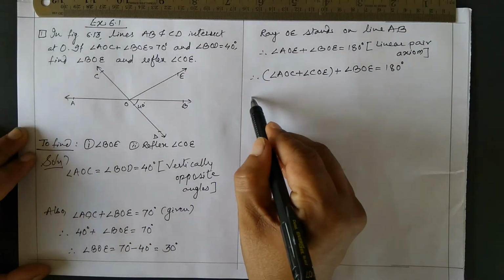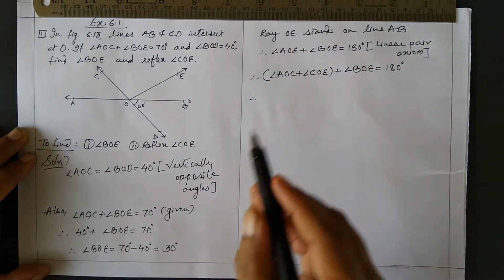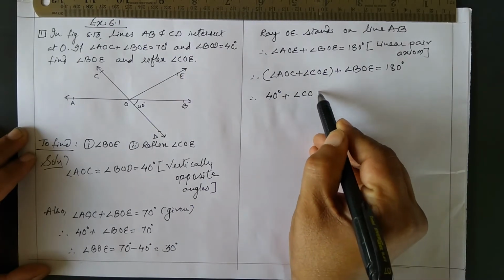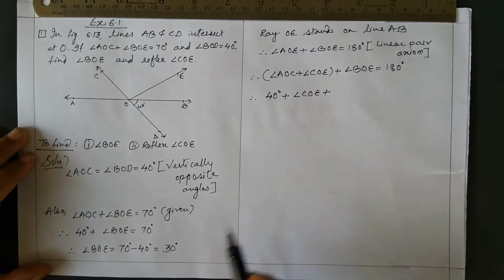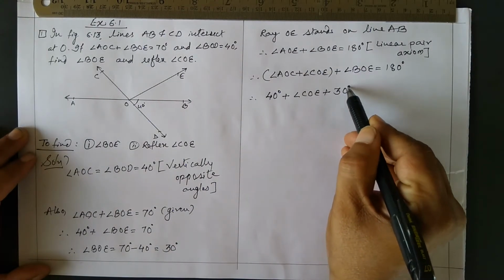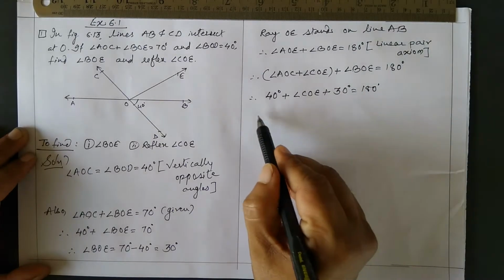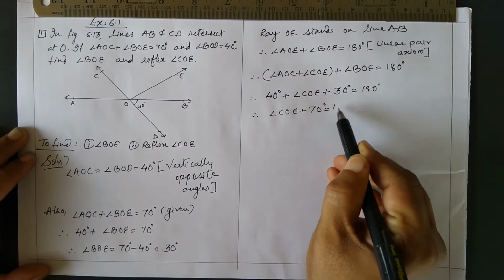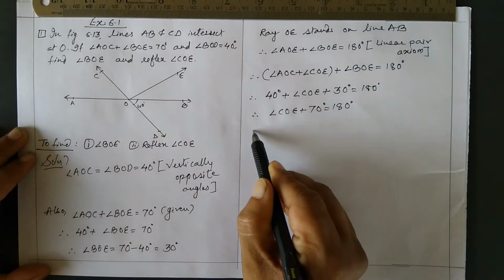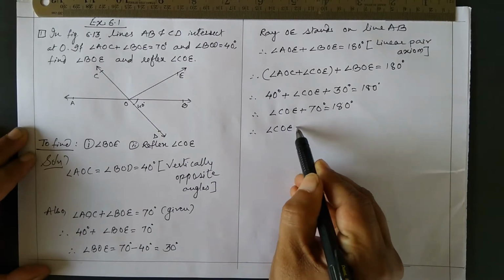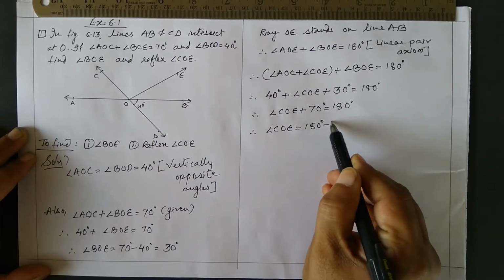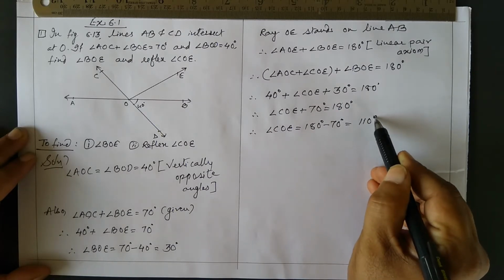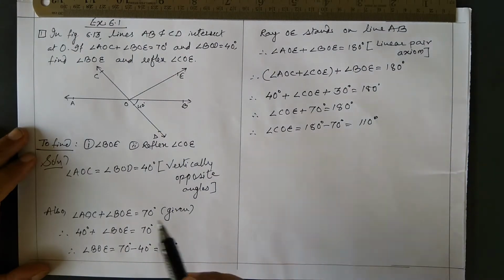Now you know the measure of angle AOC, we calculated above. AOC is 40 degrees, plus COE you want to calculate, plus BOE we calculated and found it is 30 degrees, is equal to 180 degrees. Therefore angle COE plus 70 degrees is equal to 180 degrees. Therefore angle COE is equal to 180 degrees minus 70 degrees, and that is 110 degrees.